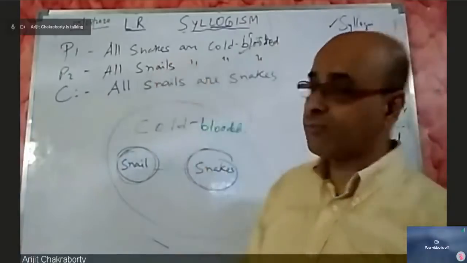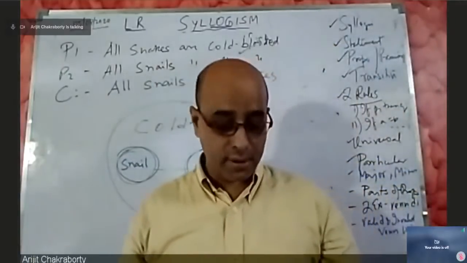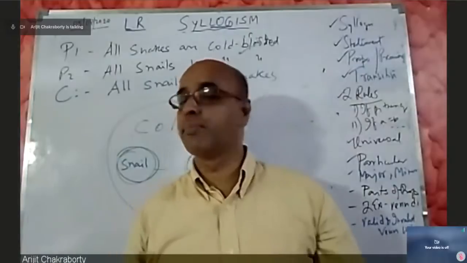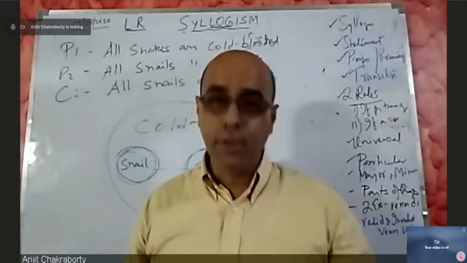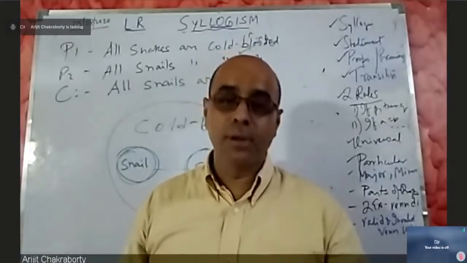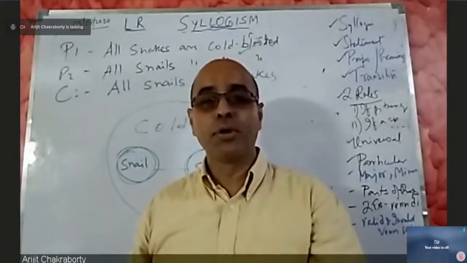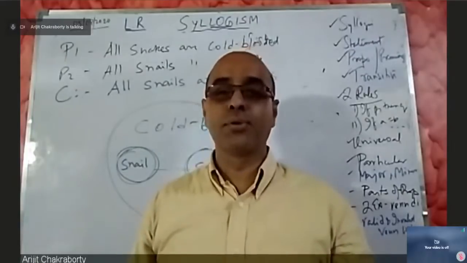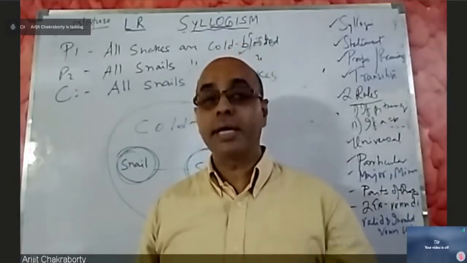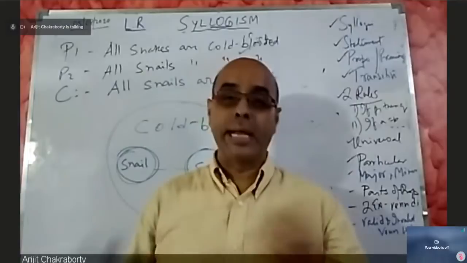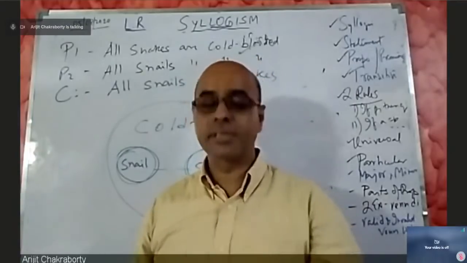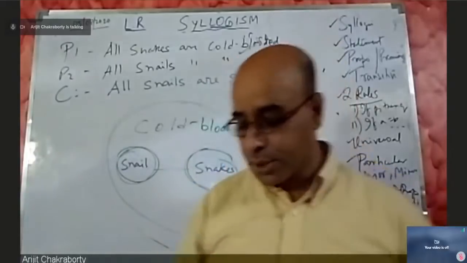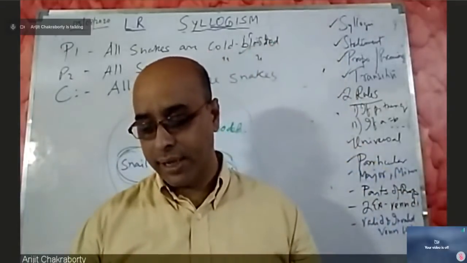Okay? Premises are fine. Yes, snakes are cold-blooded, snails are cold-blooded, but it does not follow. One cannot conclude that because snails are cold-blooded and snakes are also cold-blooded, snails are necessarily snakes. Okay, all snails are snakes. I hope it's clear. So we saw one valid conclusion and one invalid conclusion.